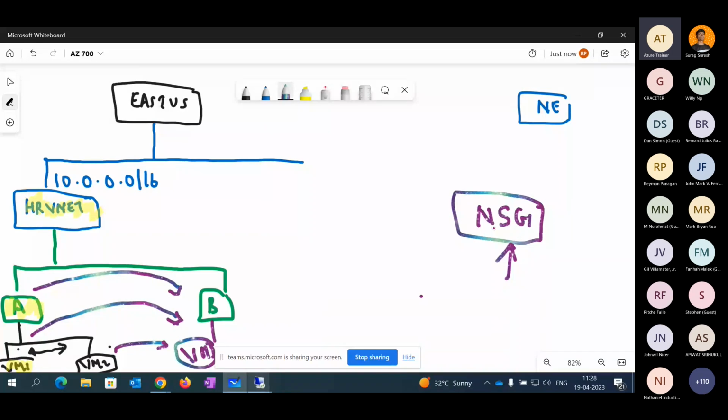NSG is actually a completely free product. So you can enable it on the subnet level. In case you want to do any traffic management, or any kind of management of the resources, you can enable NSG here. Clear? Great. Now we'll take a break.